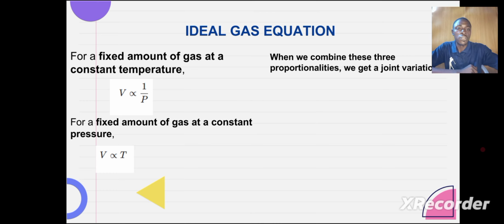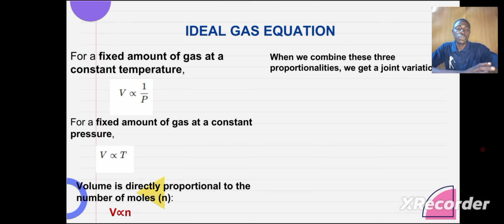Volume is inversely proportional to pressure. It's a statement by Robert Boyle. And then volume is directly proportional to temperature. It's a statement of Charles' law. And then volume of a gas is also directly proportional to number of moles. Certainly, the higher the number of moles, the higher the volume, and the lower the number of moles, the lower the volume. They are in direct proportion.